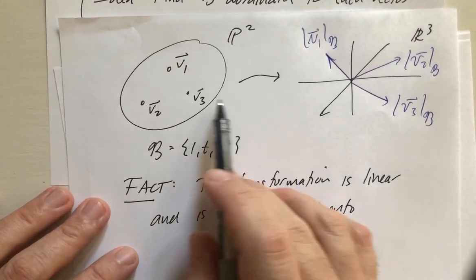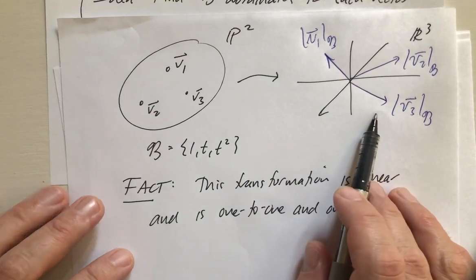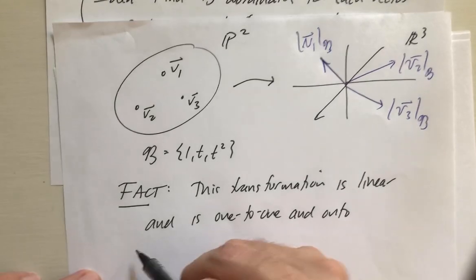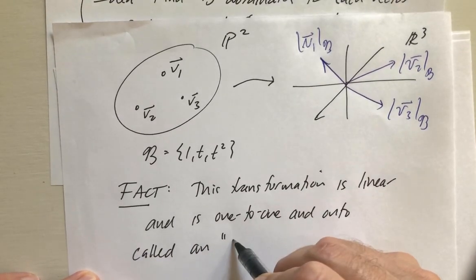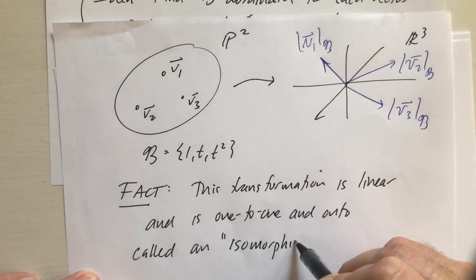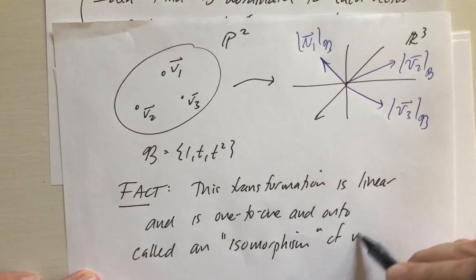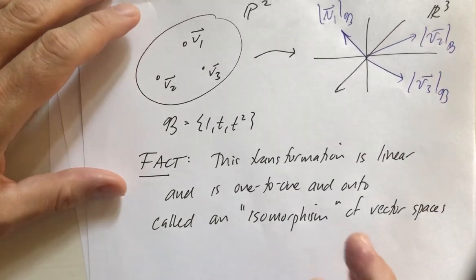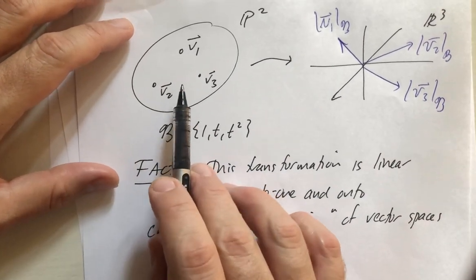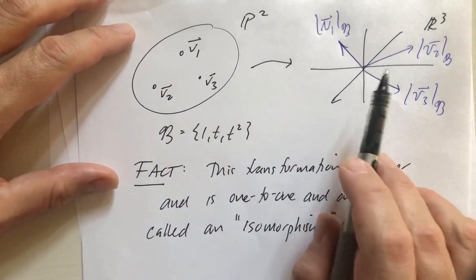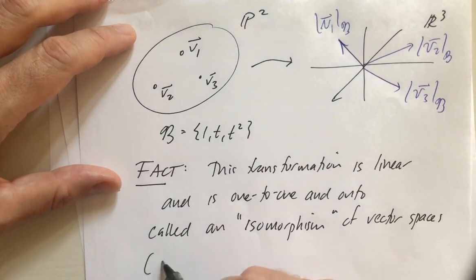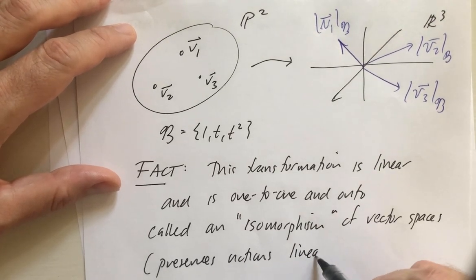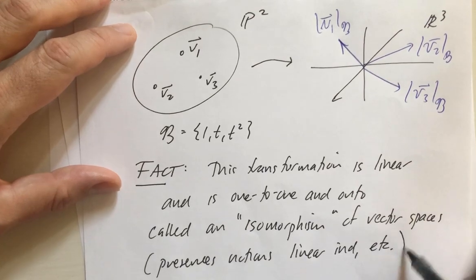Okay, so this is a transformation, right? It's eating vectors in P2, spitting them out in R3, right? It's one-to-one and onto, and this is what's called an isomorphism of vector spaces. But the point of all of this is that if I'm asking a question about linear independence of these 3 vectors, I can ask the same question in R3. So this preserves notions of linear independence, etc.